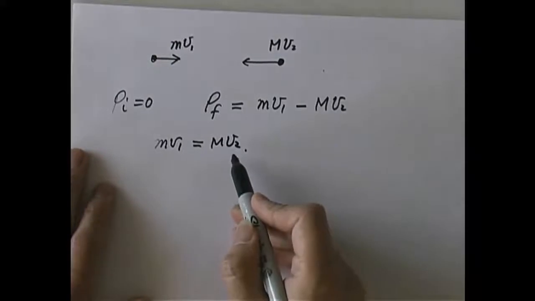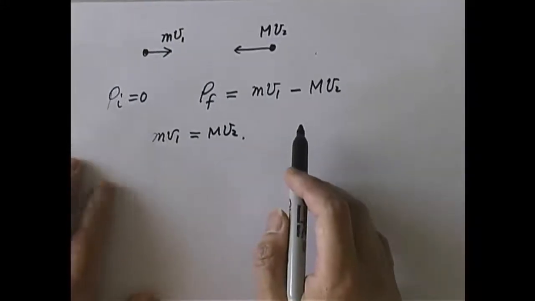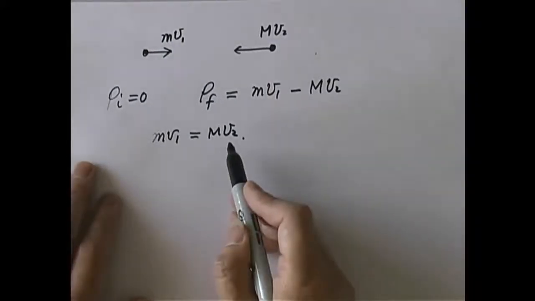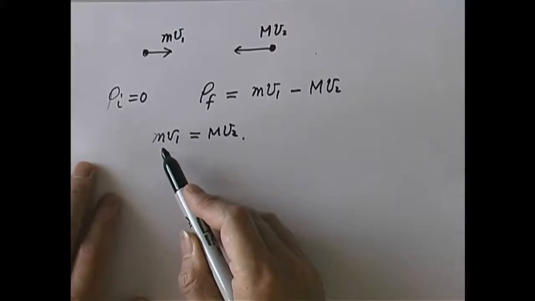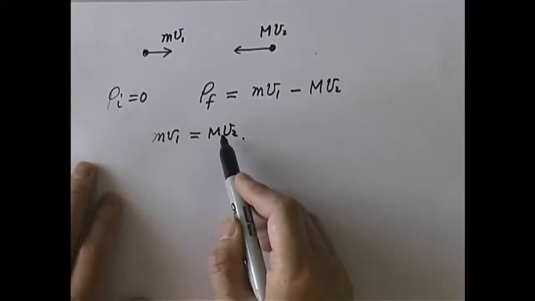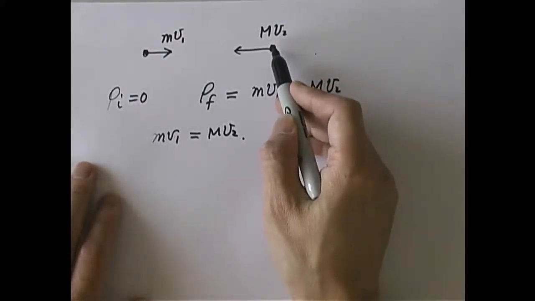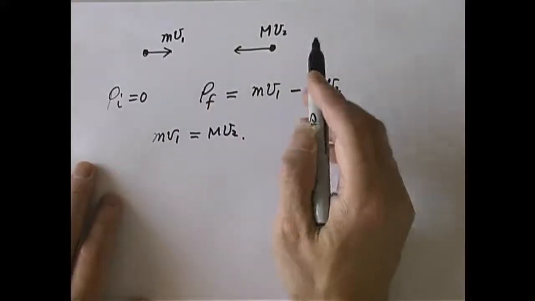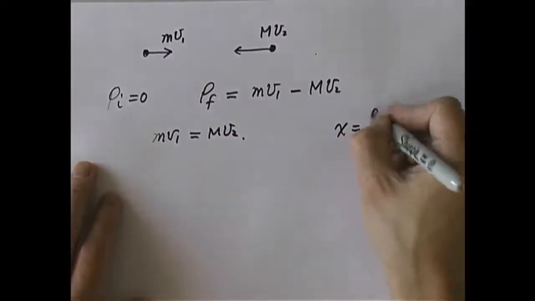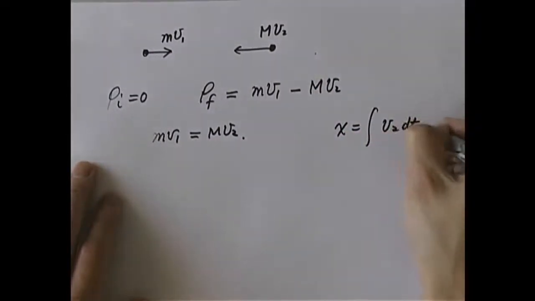And we're not looking for v, are we? We're looking for this distance the cart has moved. You're looking for the time integral of v2. That's what I'm looking for. v2 is the speed of the car measured from the ground. We're looking for x, which is v2 dt. That's what we're looking for.